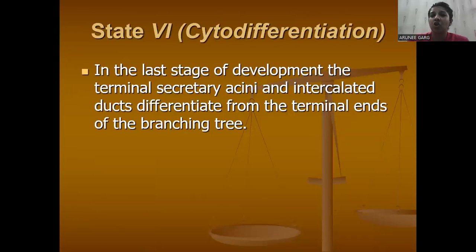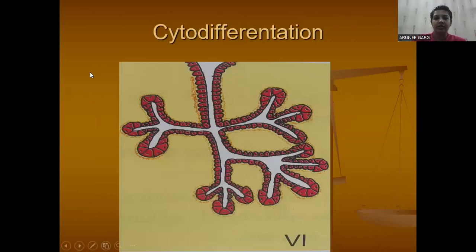Stage 6 is called cytodifferentiation. In the last stage of development, the terminal secretory acini and intercalated ducts differentiate from the terminal ends of the branching tree. This is cytodifferentiation and the formation of end pieces.